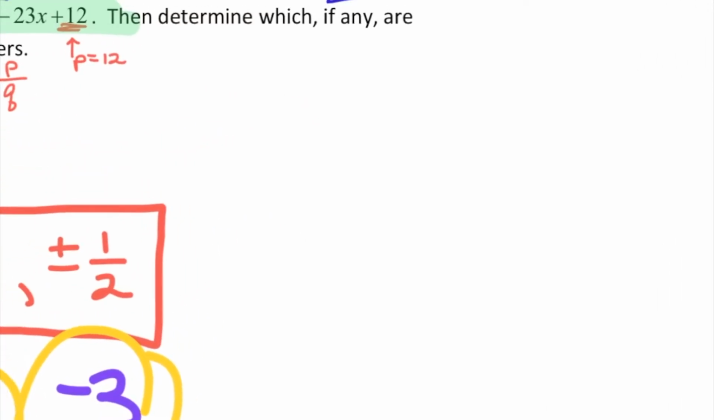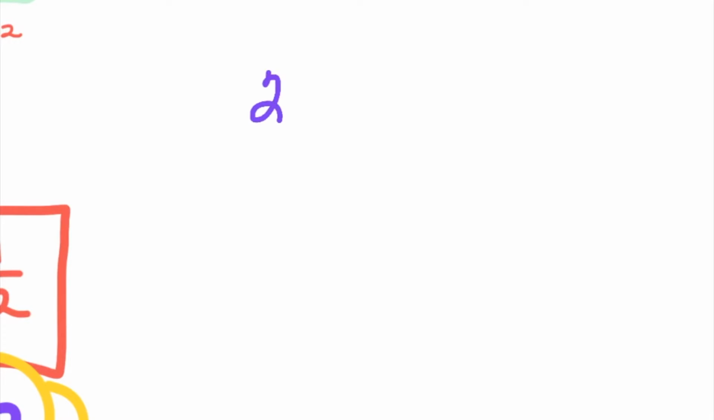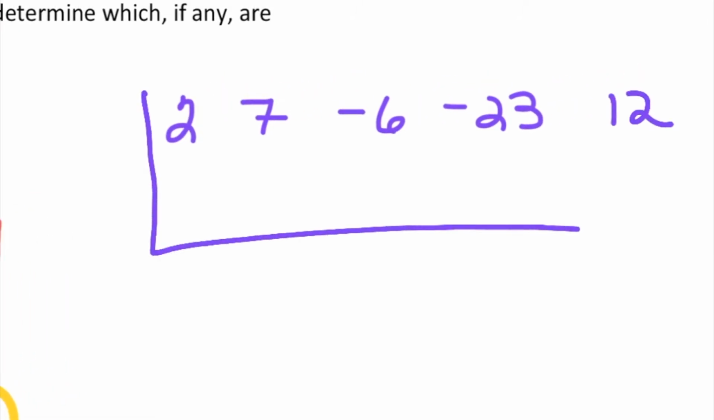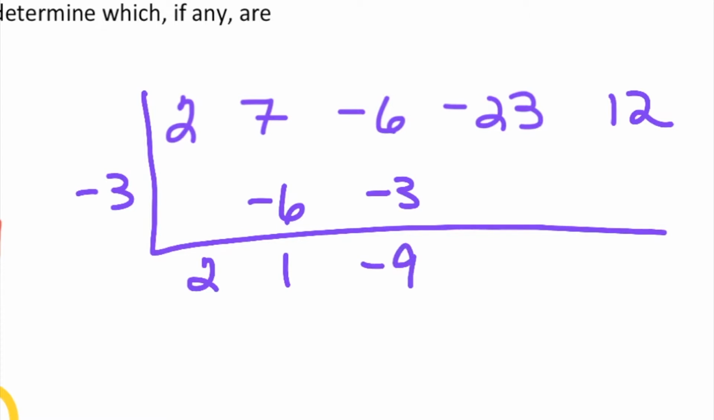So let's divide by, I'll divide by the negative 3 first. So my coefficients of my original function are 2, 7, negative 6, negative 23, and positive 12. And I'm dividing by negative 3. Bring down the 2. 2 times negative 3 is negative 6. 7 plus negative 6 is 1. 1 times negative 3 is negative 3. Negative 6 and negative 3 is negative 9. Negative 9 times negative 3 is positive 27. Negative 23 and positive 27 is positive 4. Positive 4 times negative 3 is negative 12.